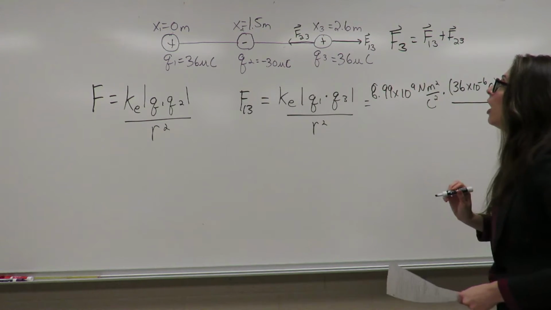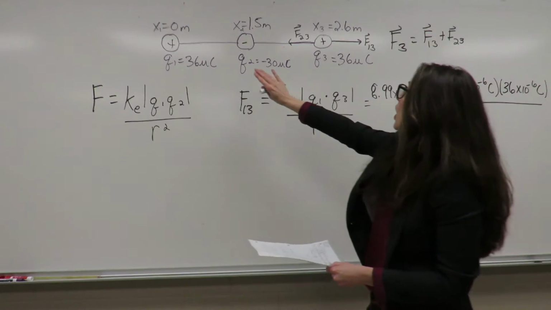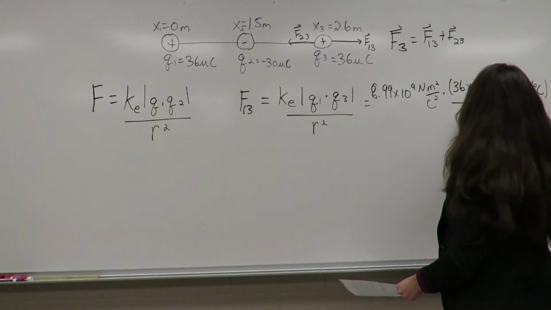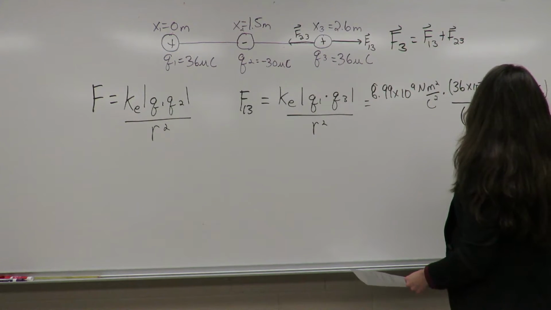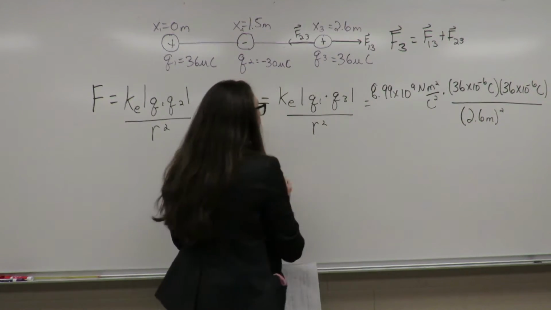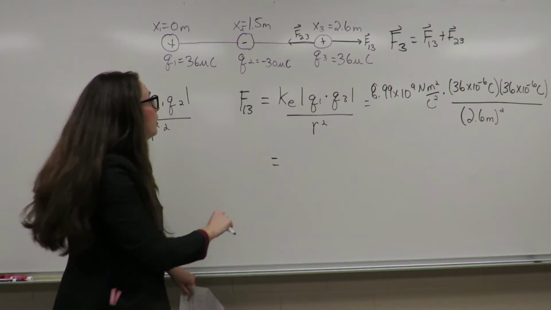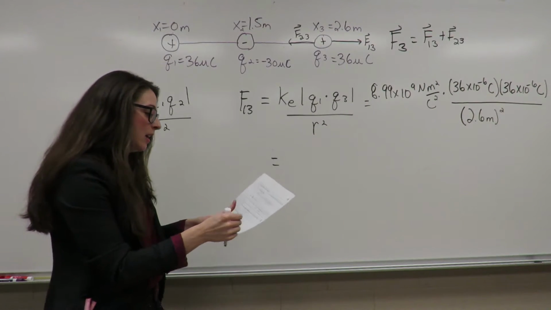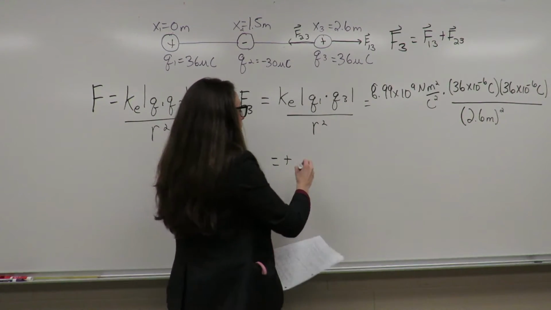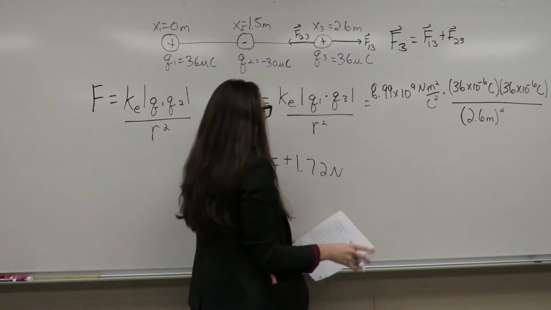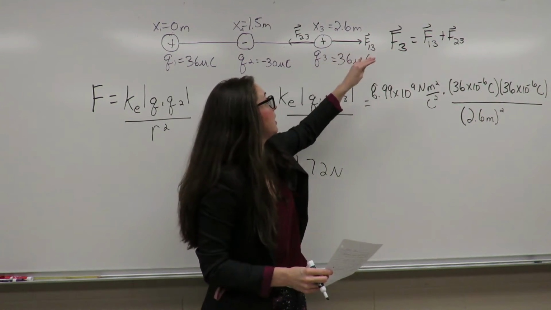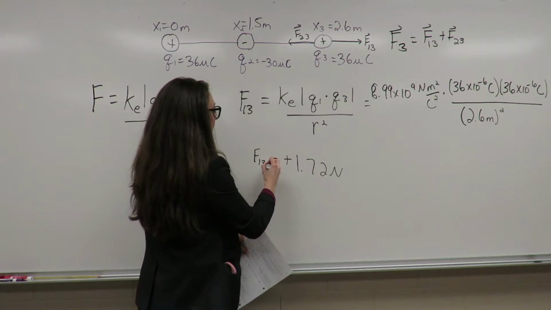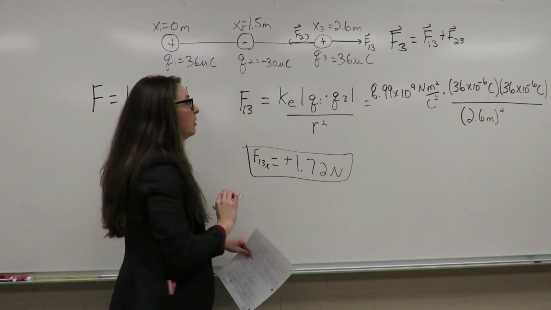Then we're going to divide that all by the distance between charge 1 and charge 3. That distance is 2.6 meters, so we divide by 2.6 meters squared. If we plug those values into our calculator, we get that the magnitude of the force that charge 1 exerts on charge 3 is equal to positive 1.72 newtons. Positive because we know that force is pointing in the positive x direction. So F13x is this quantity right here.